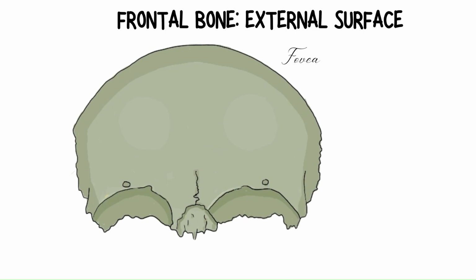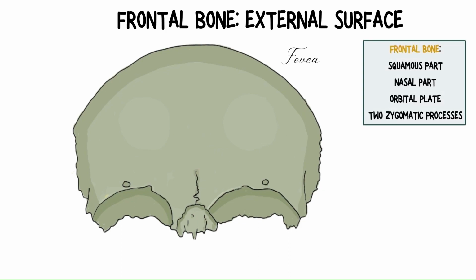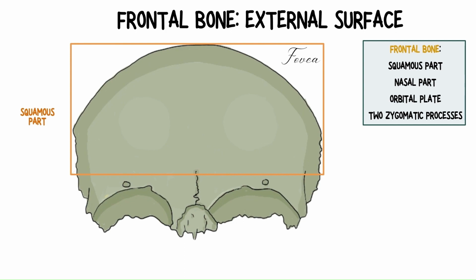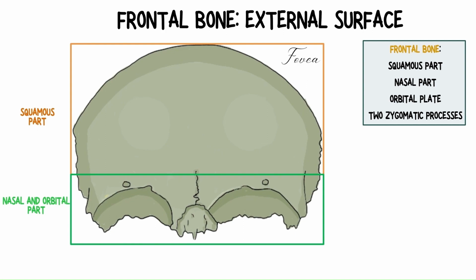The frontal bone consists of four parts: the squamous part, the nasal part, two orbital plates, and two zygomatic processes. We can subdivide the frontal bone into two portions: a vertical portion, or squama, that has an external and an internal surface, and a horizontal portion, or orbital, that has a superior and an inferior surface. The external surface of the superior portion of the frontal bone is vertical in orientation and comprises the forehead or frontal squama, the largest part of the bone.